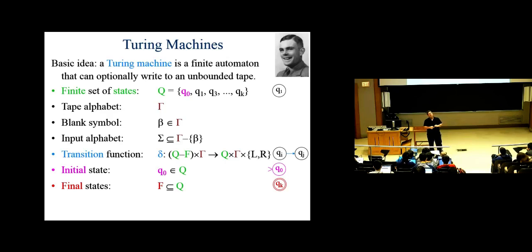Yeah. So beta is used to describe no data on both the tape and in the input? No, just on the tape. The input alphabet is sigma, and sigma is the tape alphabet minus the beta. In other words, it doesn't contain the blank character. So the input alphabet specifically doesn't contain blanks, and that's denoted by the minus sign right here. The input alphabet sigma is the tape alphabet without the blank character in it.